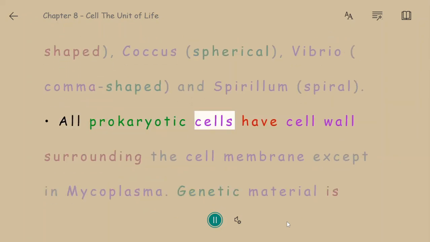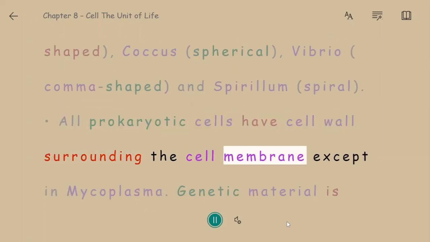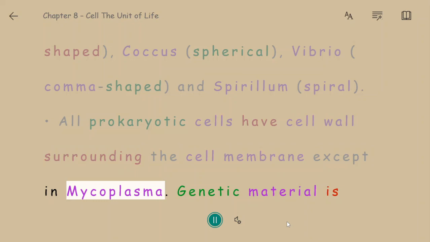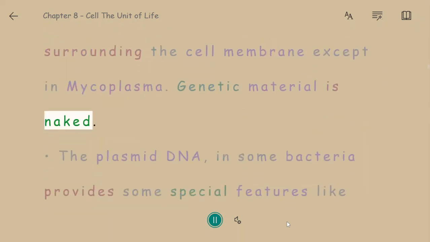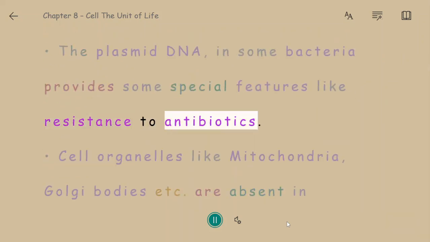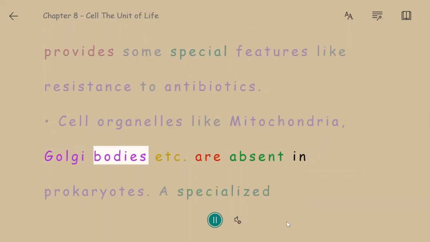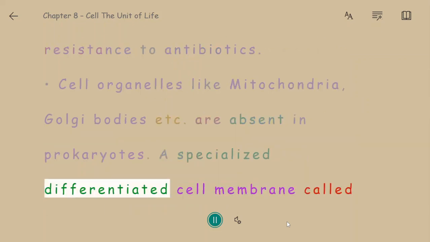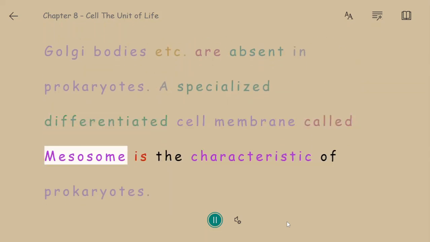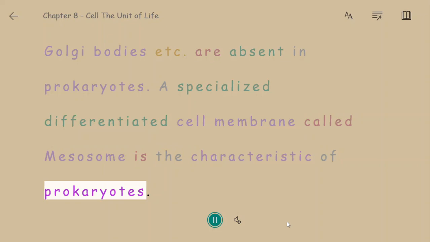All prokaryotic cells have a cell wall surrounding the cell membrane except in Mycoplasma. Genetic material is naked. The plasmid DNA, in some bacteria, provides some special features like resistance to antibiotics. Cell organelles like mitochondria, Golgi bodies etc. are absent in prokaryotes. A specialized differentiated cell membrane called mesosome is the characteristic of prokaryotes.